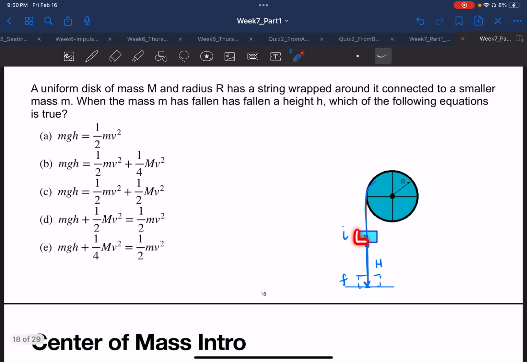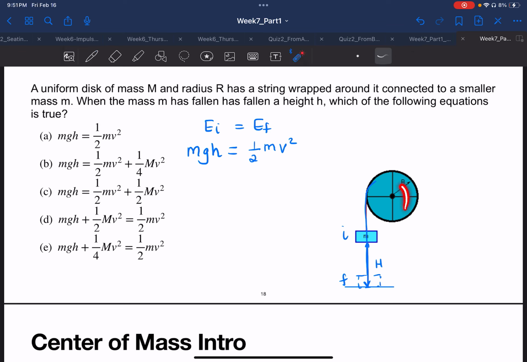So when we first start at the initial point, this mass is at rest, the disk is at rest. So energy initial total is equal to energy final total. And initially we just have potential energy. Then once the mass little m has fallen by a height of h, it's moving at some velocity. So we're going to have some translational kinetic energy of little mass m, 1/2 mv squared.